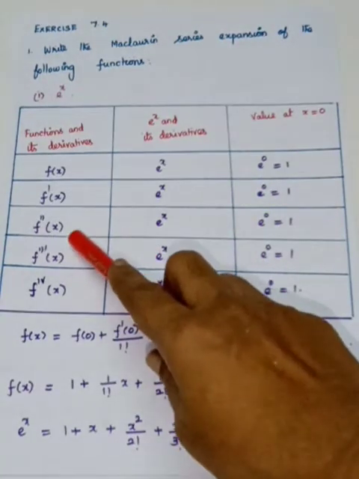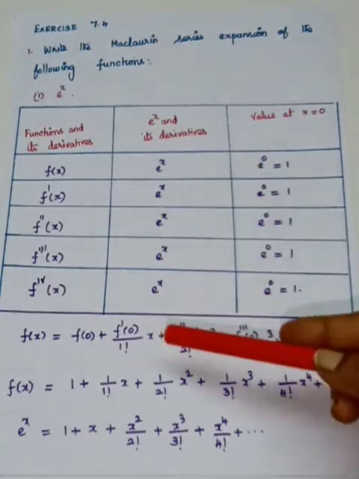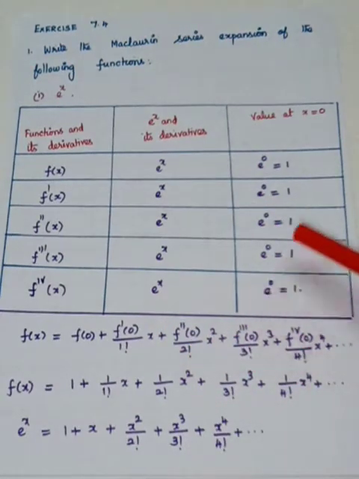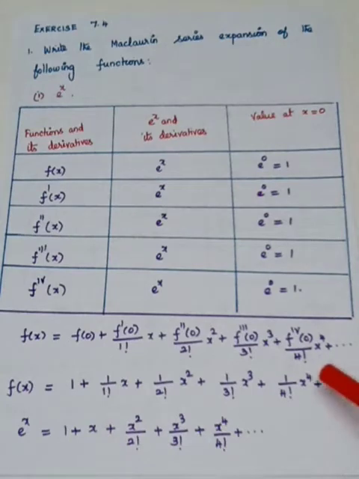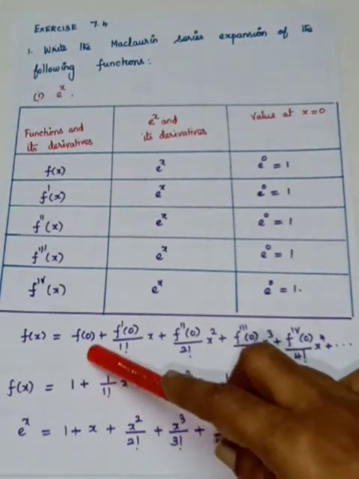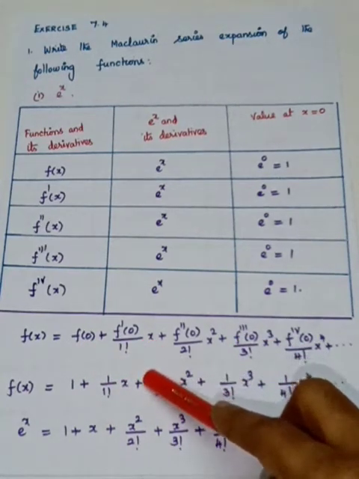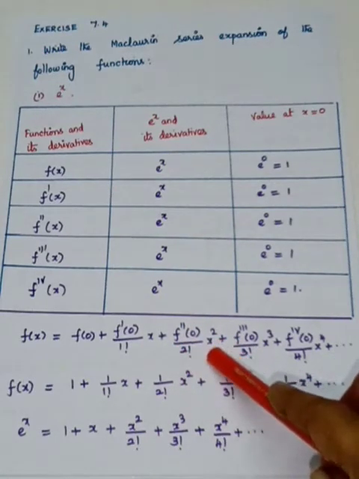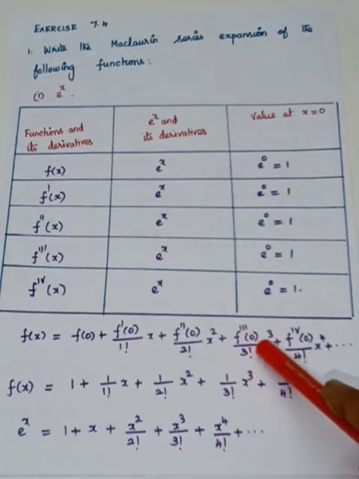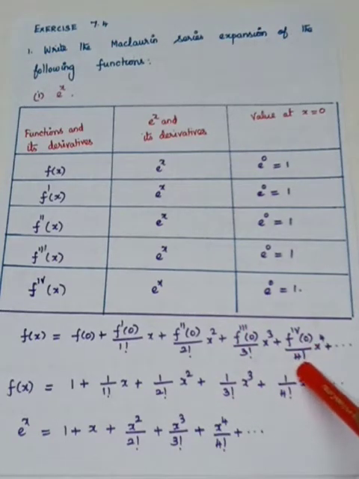In the same way, f double dash of x. E power x, if you differentiate, you will get e power x only. So if you substitute x as 0 in the third column, you will get 1. So you have to write the Maclaurin series. F of x is equal to f of 0 plus f dash of 0 by 1 factorial into x, plus f double dash of 0 by 2 factorial into x square, plus f triple dash of 0 by 3 factorial into x cube, plus f fourth dash of 0 by 4 factorial x power 4, plus etc.